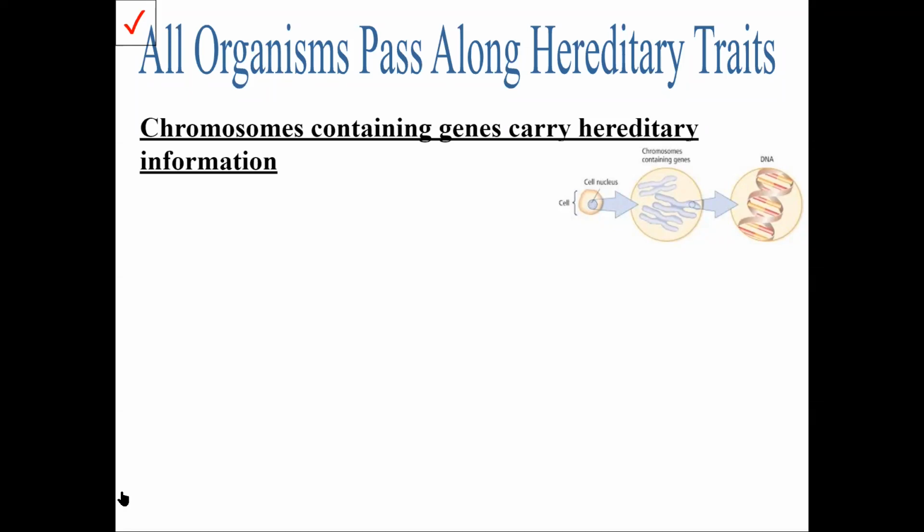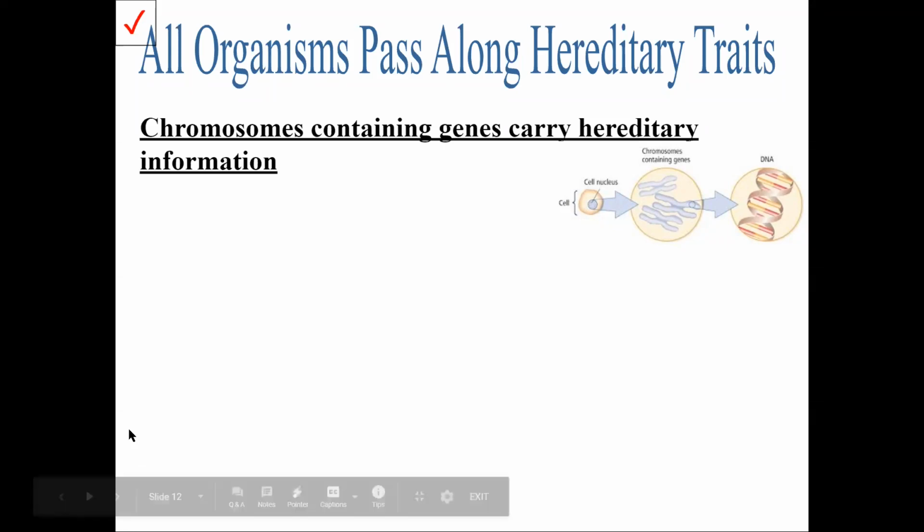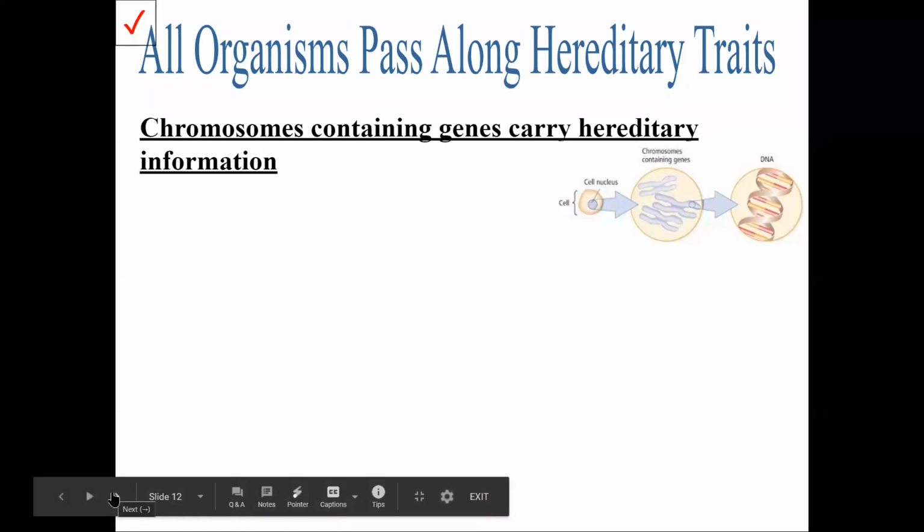Now, the things that contain these genes are called chromosomes. Chromosomes are giant bundles of DNA. And so that's why these chromosomes are really important, because they contain the DNA.